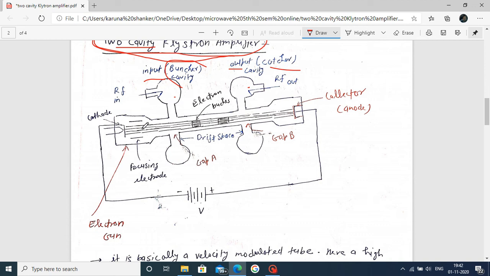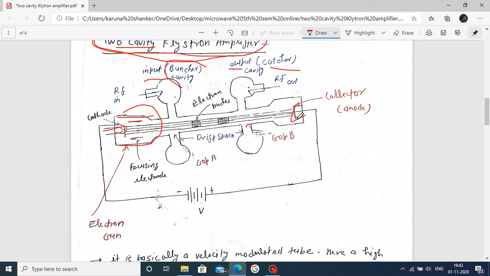Now here, focus on this electron gun, this part is your electron gun. In this electron gun, there is a cathode and the heating element, this one is the heating element and the cathode, and there are focusing electrodes, these are the focusing electrodes. By this electron gun we emit electrons, it produces electrons that move towards your input cavity, then move to your second cavity, also called the output cavity, and terminate in the collector, this is your collector.